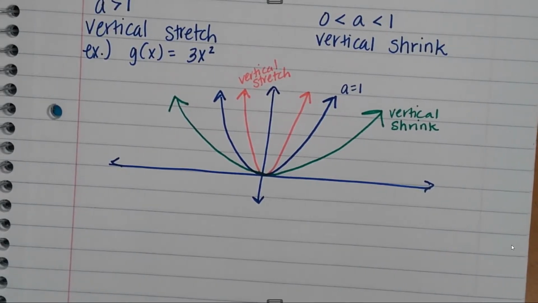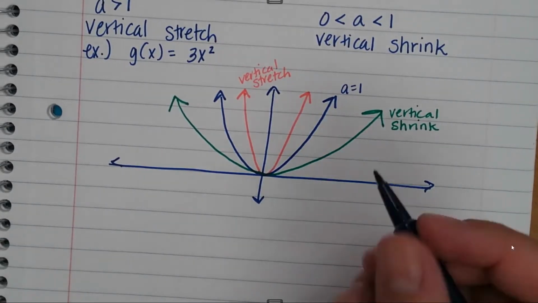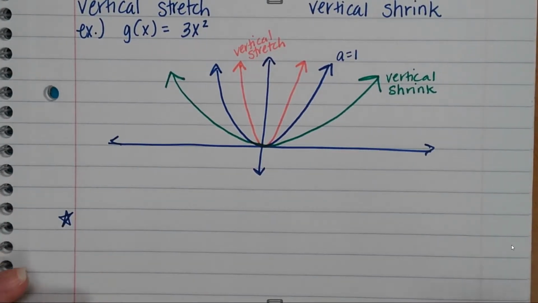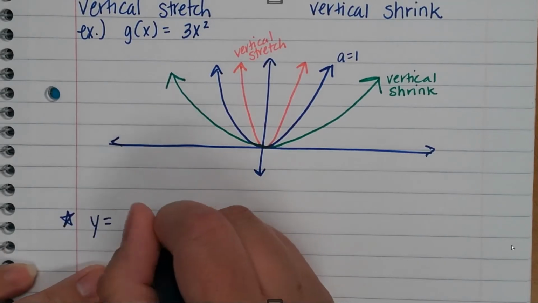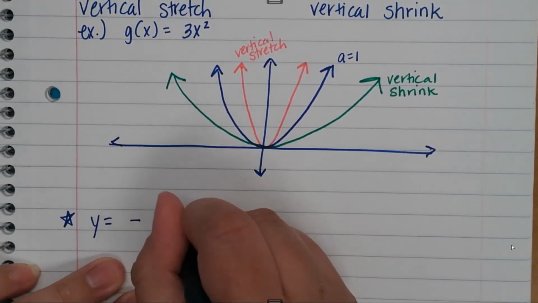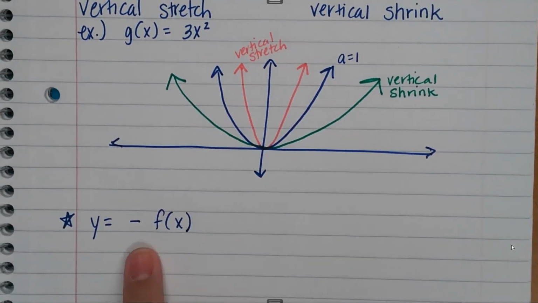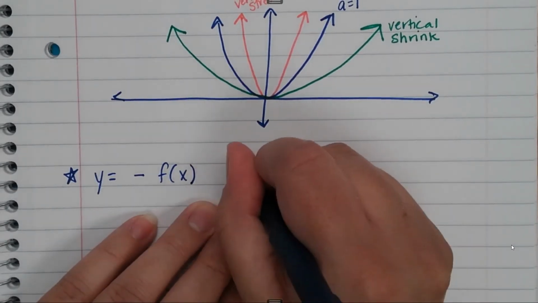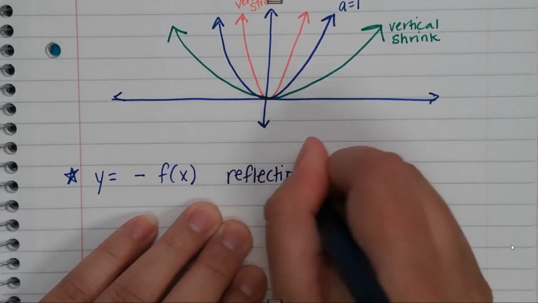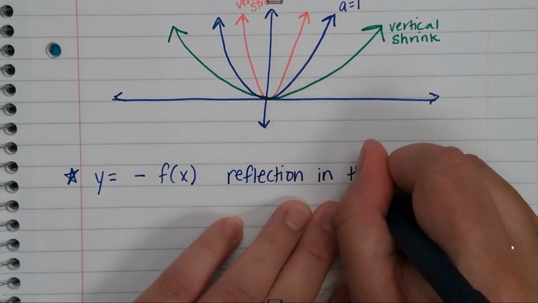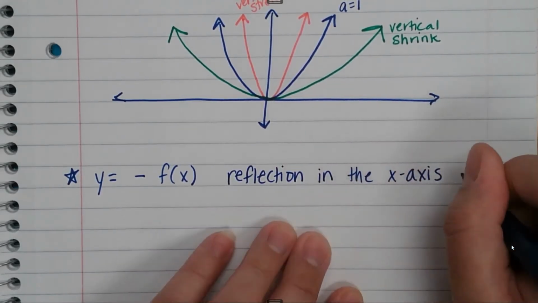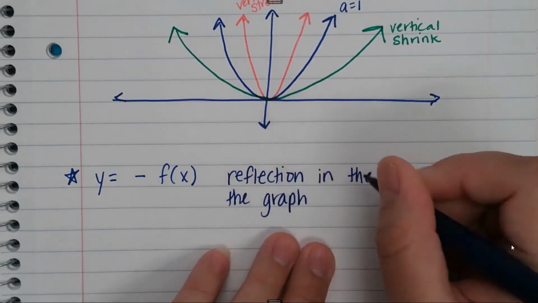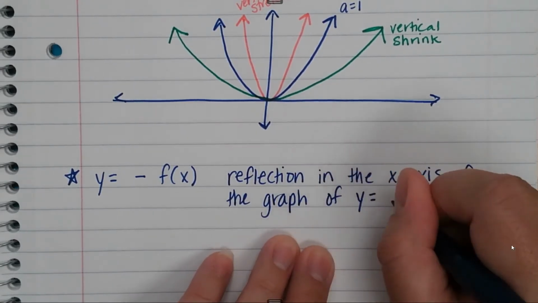Okay. Then sometimes you could have, this is another example, so I'm going to put a star. You could have y equals negative f of x. And it doesn't matter what a is, but if you have a negative right here, then this is called a reflection in the x-axis of the graph of y equals f of x.